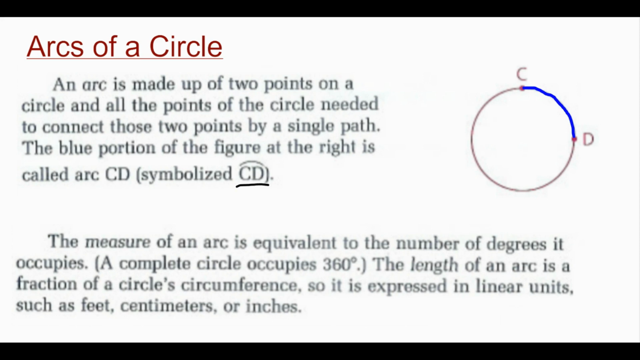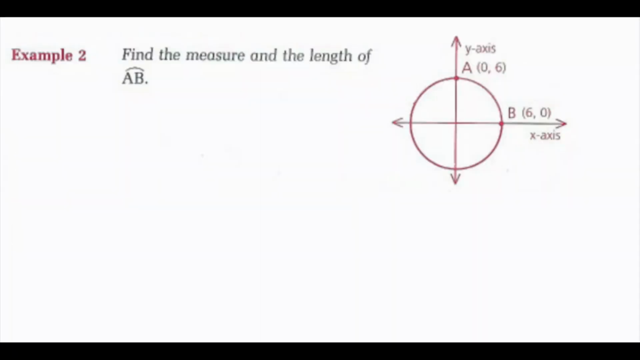Now, when we talk about arcs, we can talk about either their measure or their length. The measure of an arc is equivalent to the number of degrees it occupies. So if the whole circle is 360 degrees, whatever fraction of the circle the arc is, we'd multiply that by 360 to find the measure of the arc. Now, length of an arc is a fraction of the circle's circumference, so it's expressed in linear units such as feet, centimeters, or inches. Looking at example 2, we want to find the measure and the length of arc AB.